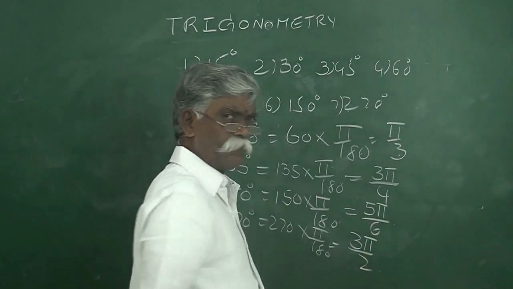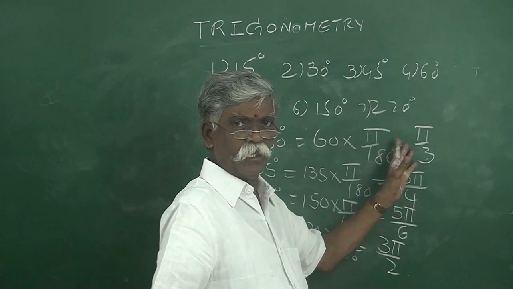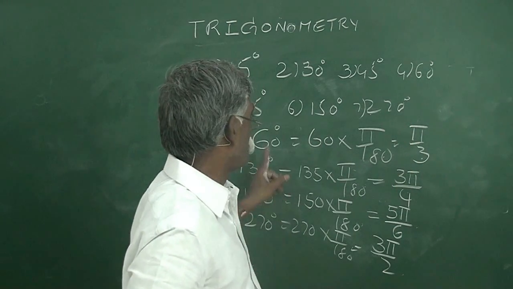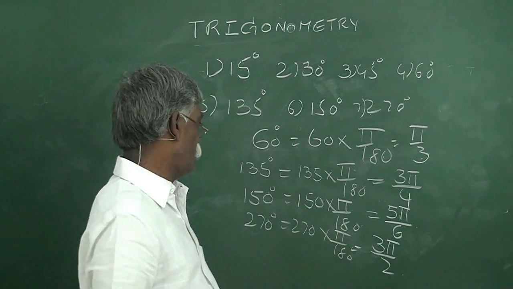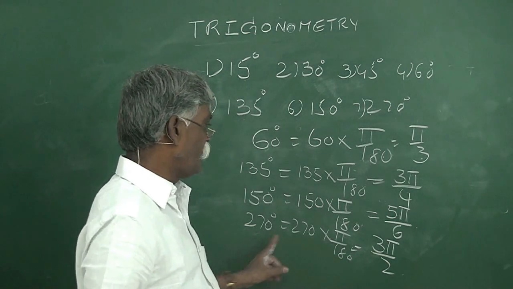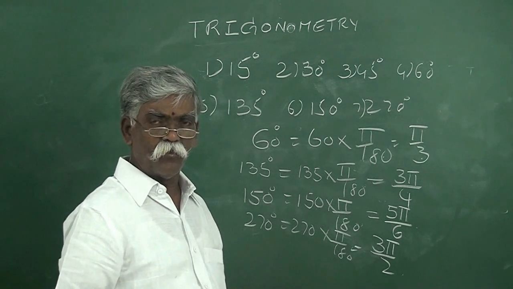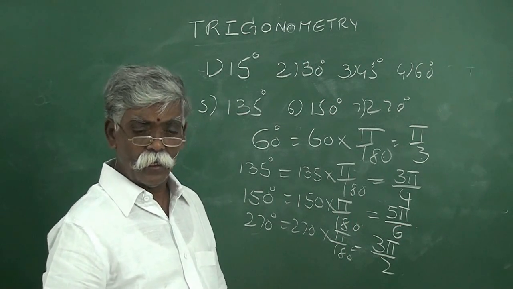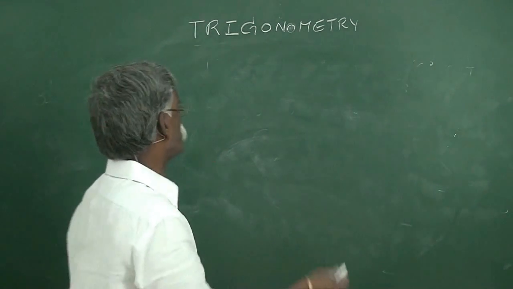So all these are radians. Every time we don't write radian after pi by 3, because whenever we observe pi by 3, we accept it to be radian. So therefore 60 degrees is pi by 3 radians, 135 degrees is 3 pi by 4 radians, and 150 degrees is 5 pi by 6 radians. 270 degrees is equal to 3 pi by 2 radians. This is the way in which we change the sexagesimal system into the radian measurement. Now express the circular measure in sexagesimal system.